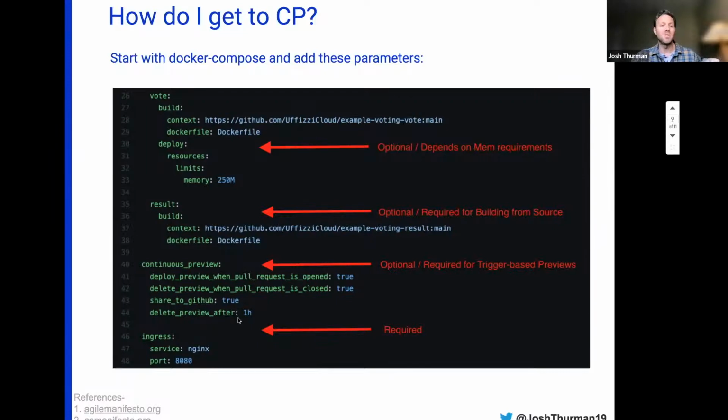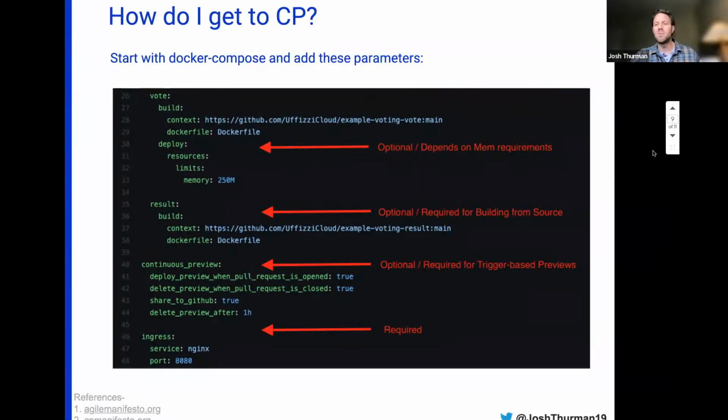And then I'm also going to designate here that I'm going to delete the preview after a certain amount of time. That's so I don't have a mushroom farm of previews out there running if I've got a pull request open for a long period of time. And I can set this to any hourly integer all the way up to 720 hours. Okay, that's the quick overview.